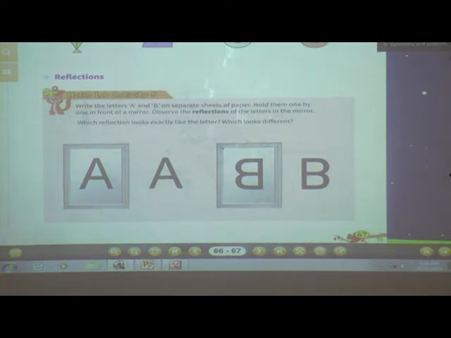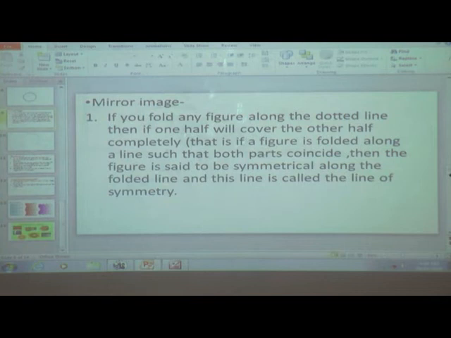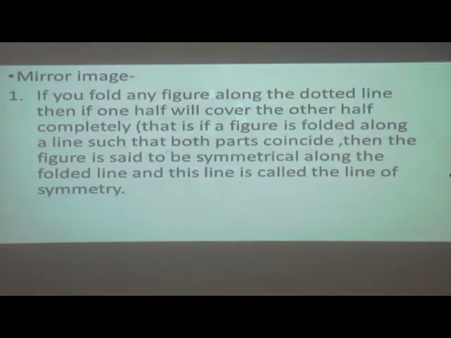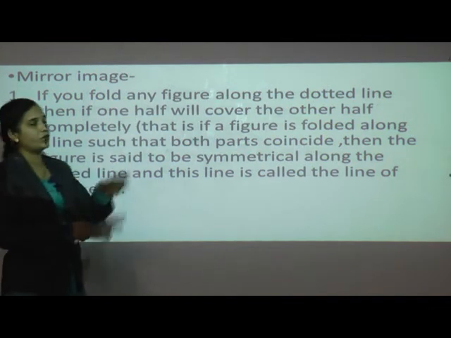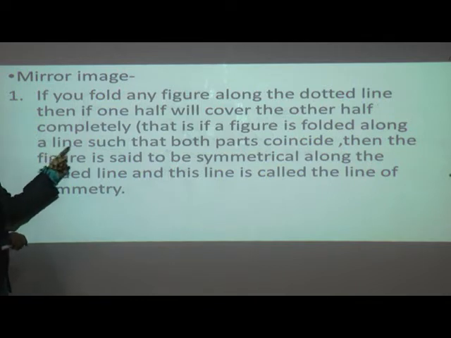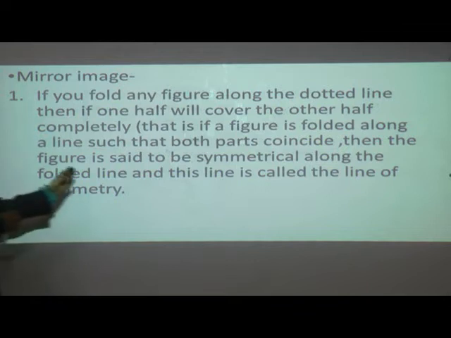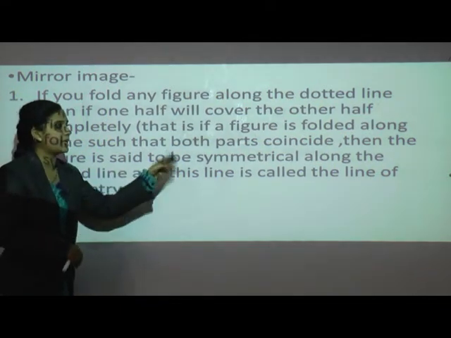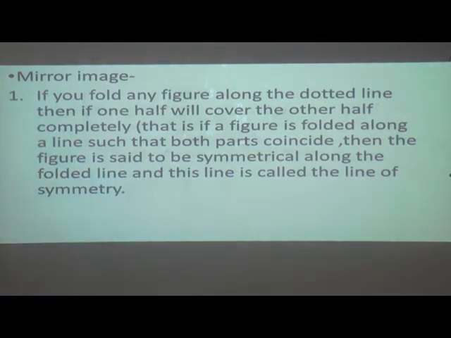Okay. Now students, see here, mirror image. If you fold any figure along the dotted line, and one half covers the other half completely, that is, if a figure is folded along a line such that both parts coincide, then the figure is said to be symmetrical along the folded line, and this line is called the line of symmetry. So in this way we can find a mirror image also.